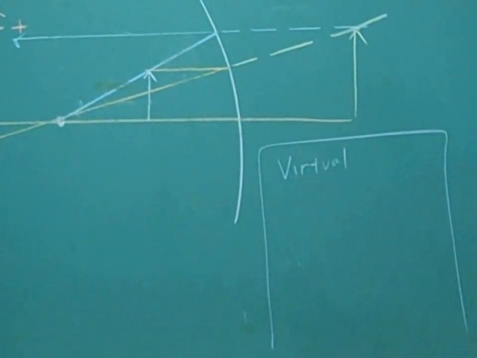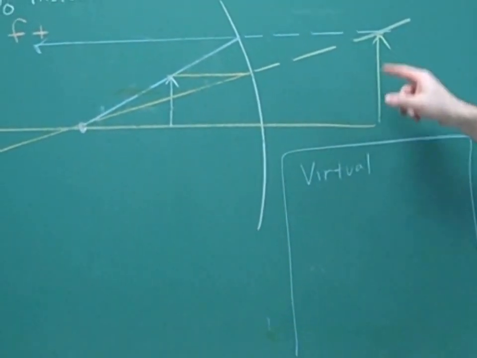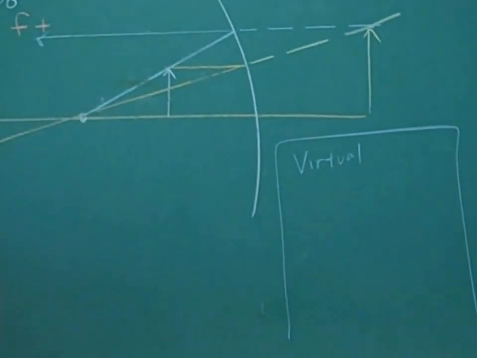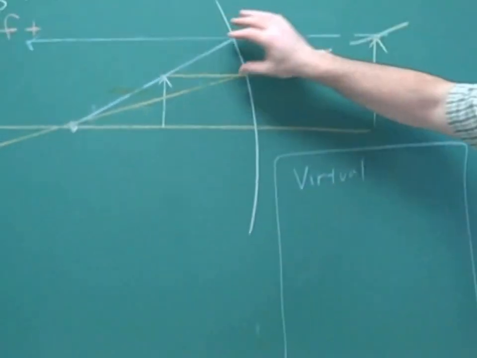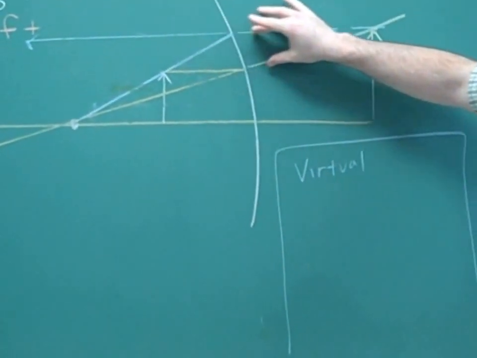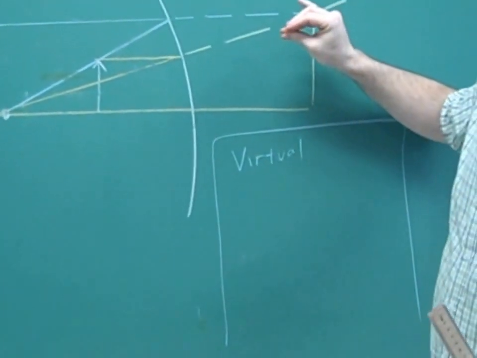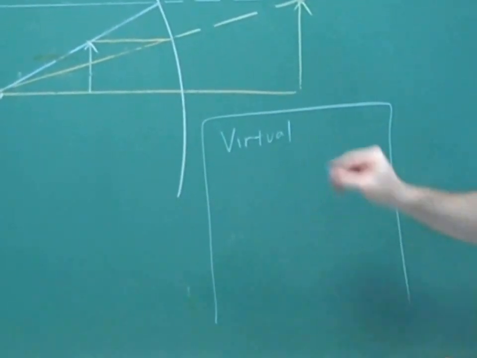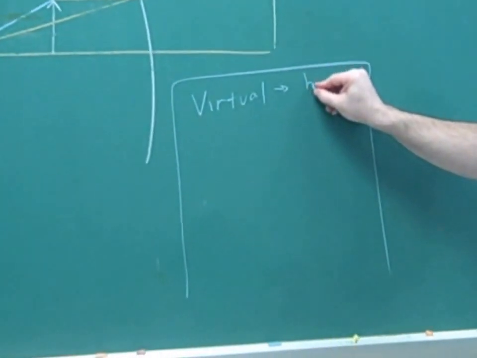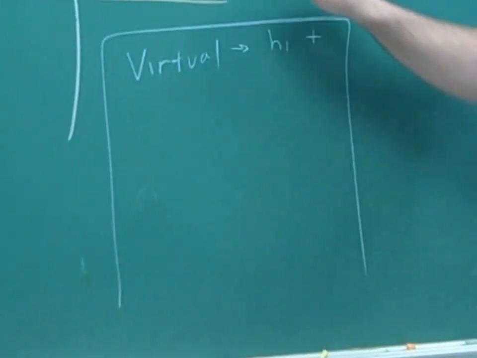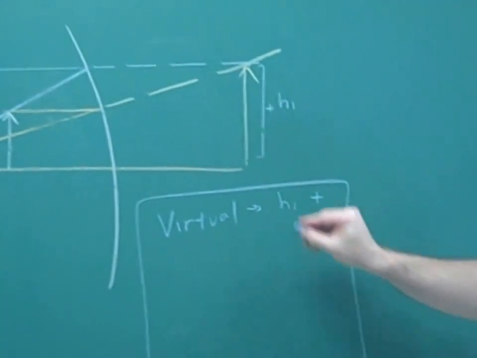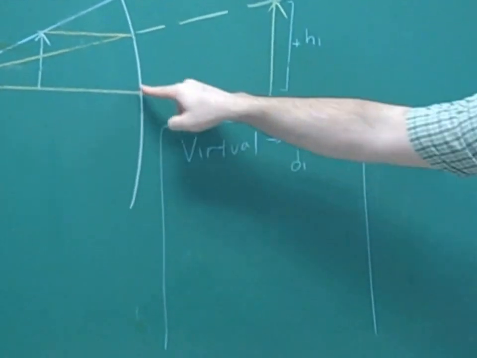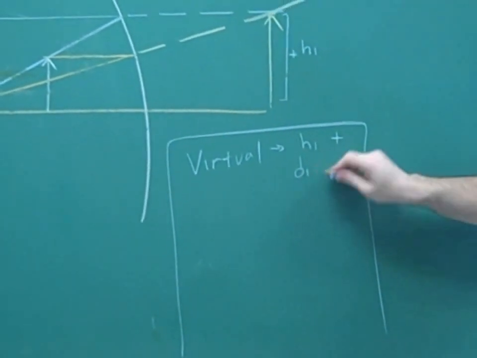That means it's virtual. And third, instead of light rays actually hitting that point and then going to your eye, in this case, the light rays are never coming together. So this is a fake point that your brain makes. It means it's virtual. So for virtual, HI is going to be a positive value. It's up some height. And DI, this distance, is negative.